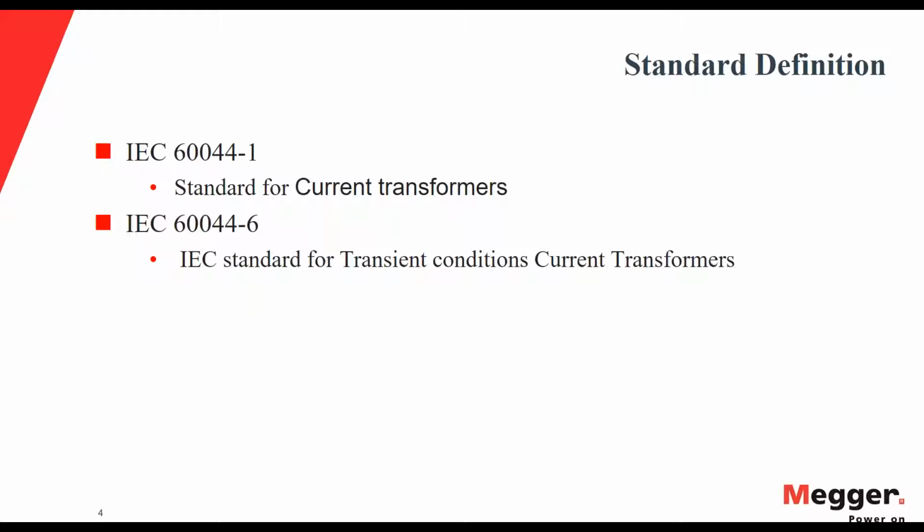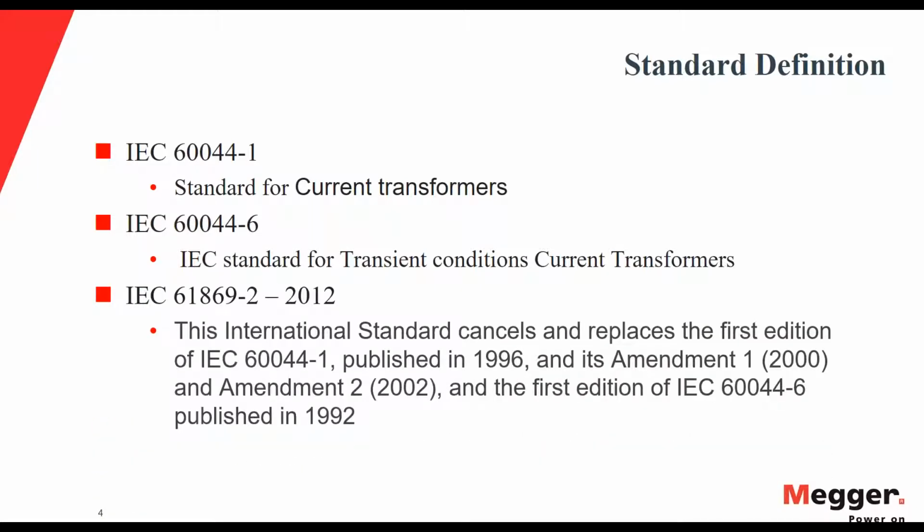And then we have the -6 part of it. It is more focused on the transient condition current transformers, the classes TPX, TPY, and TPZ. We'll talk about that later on as well. Both these standards are obsolete now or old. You might find them still mentioned on the nameplates of older CTs, but most of the new CTs that come are according to the new standard, which satisfies more applications.